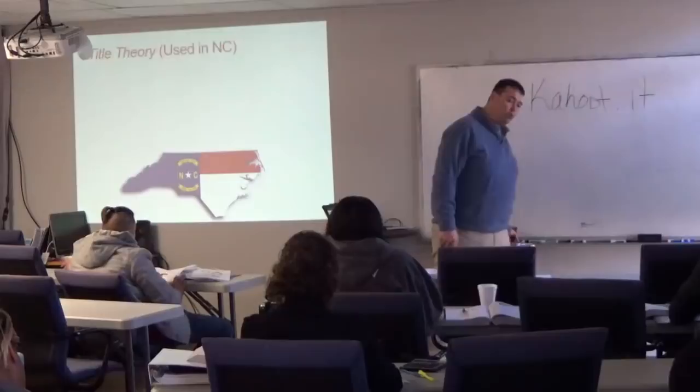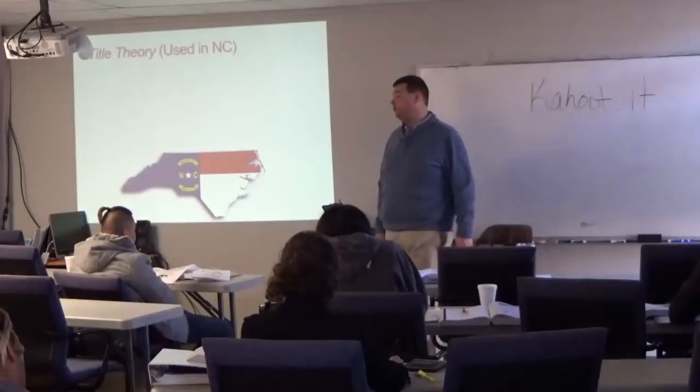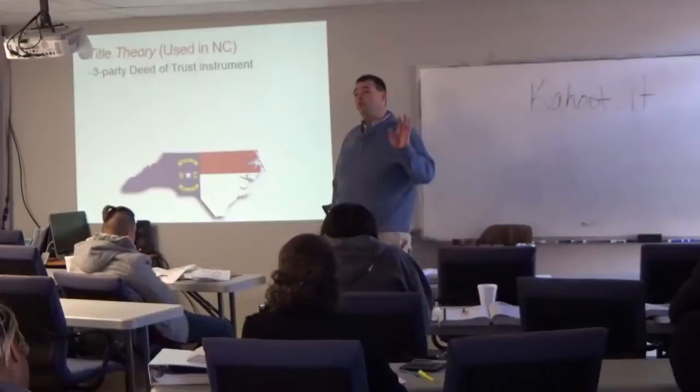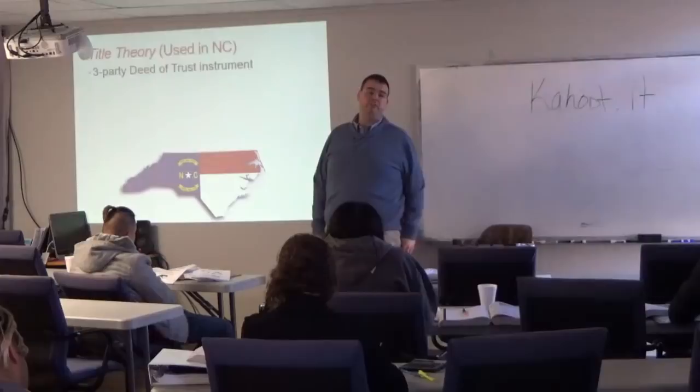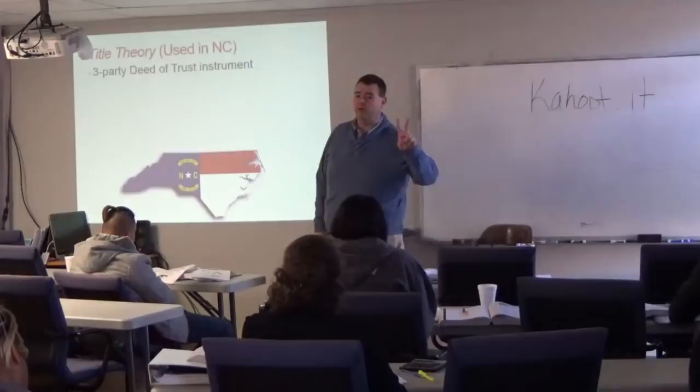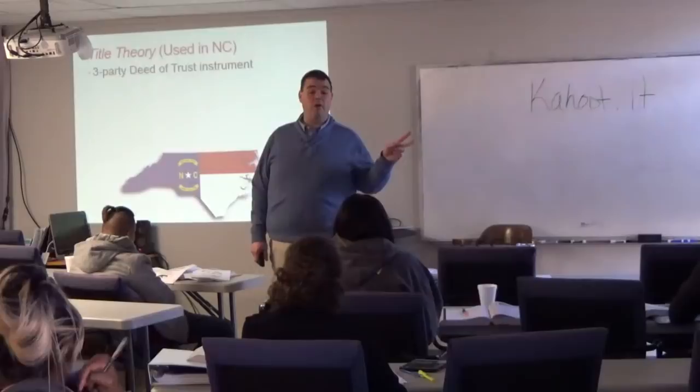When you sue for foreclosure, you're in a lien theory state. You don't sue for foreclosure in North Carolina. You don't have to. Because we have introduced a third party into the mortgage process in North Carolina. In a lien theory state, we said there were two parties involved. What two parties were they? The borrower and the lender. Well, the only way to settle a dispute when you have two parties to any contract is for one of them to do what? Sue the other.